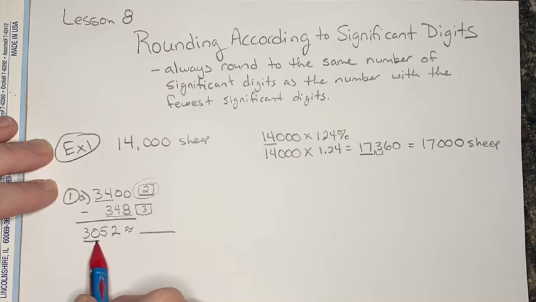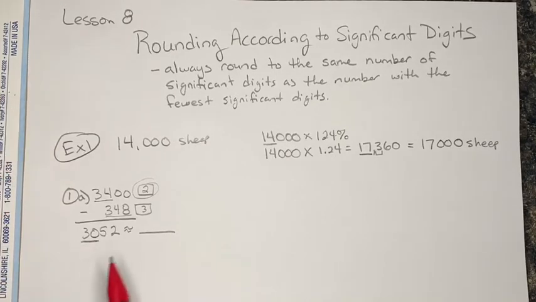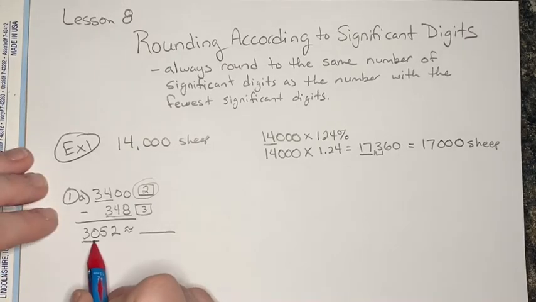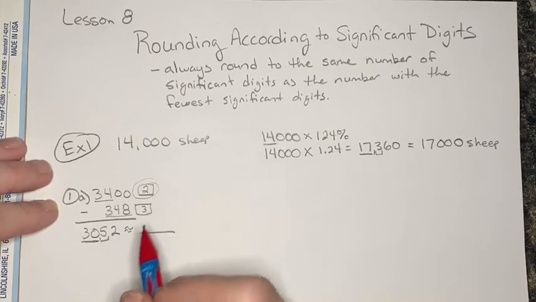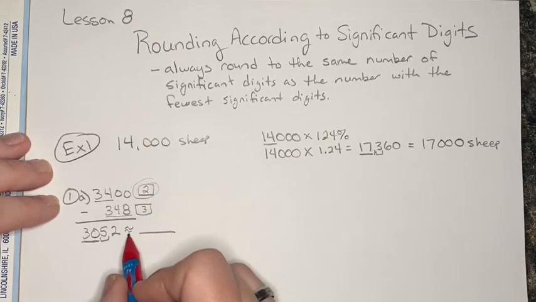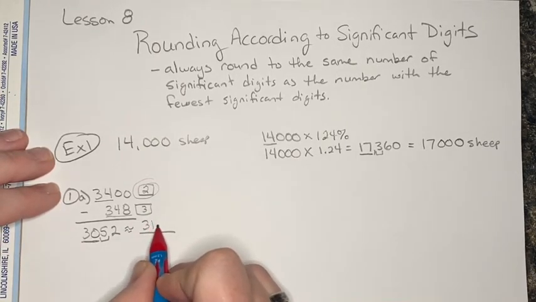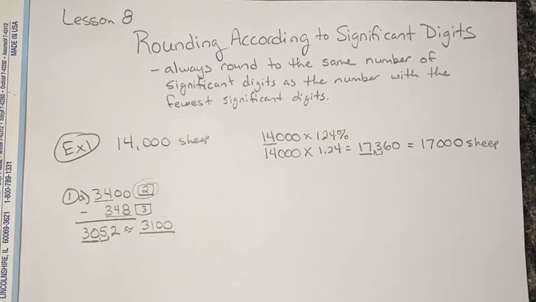And these are always going to be the largest of the digits, okay? We're talking about thousands here, so that's what our answer is going to be. So we're going to round our 0 according to our 5. So that's going to make our 0 round up to a 1. So our answer, when rounded according to significant digits, is 3,100.